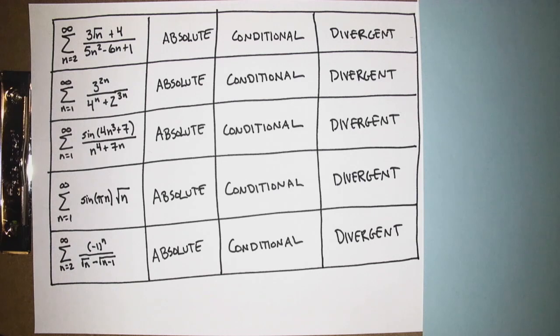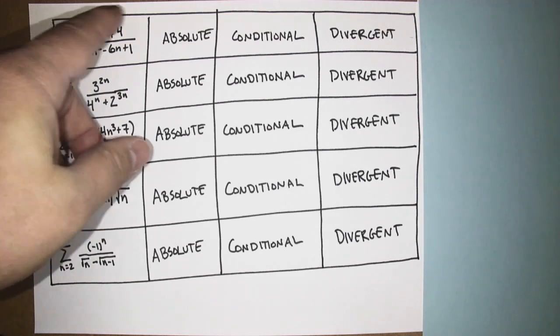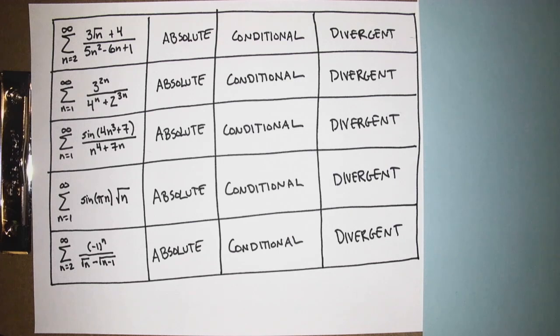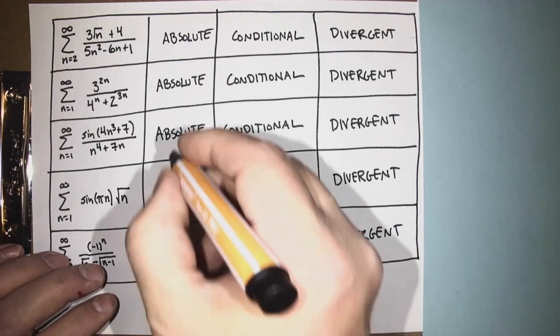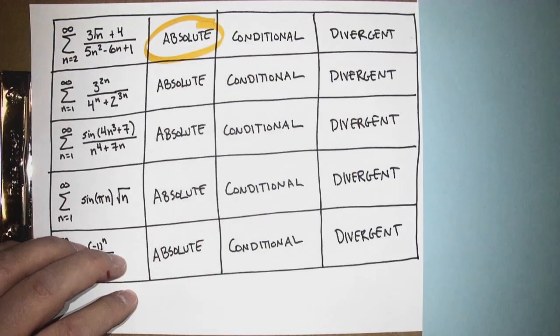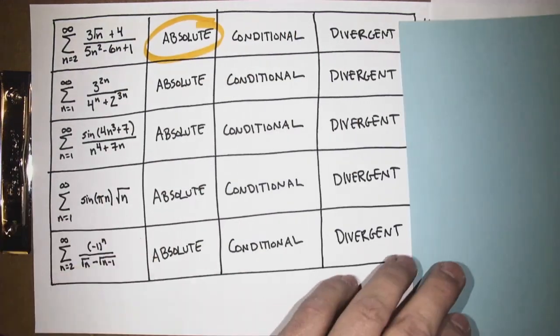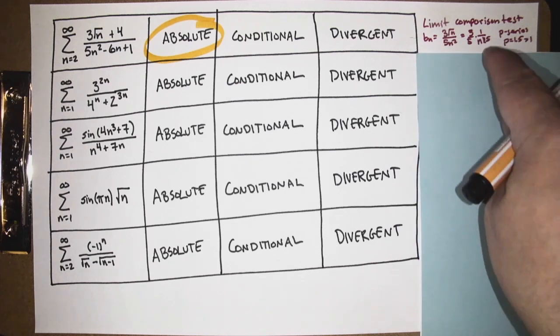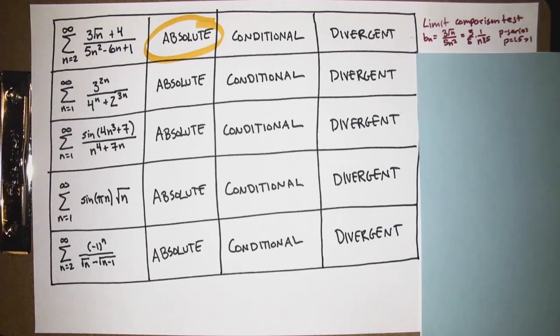We'll start at the top. The sum, seems like there's a lot of noise here, 3 root n plus 4 over 5n squared minus 6n plus 1. Is it absolute, conditional, or divergent? Absolute. What's the right test? Limit comparison test. Get rid of that noise. This behaves like 1 over n to the 1.5. All right, the next one.